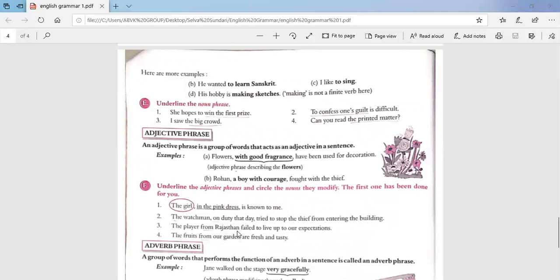The player from Rajasthan failed to live up to our expectations. So the player. What words are telling about the player? From Rajasthan. So this is an adjective phrase. The fruits from our garden are fresh and tasty. From our garden, these words tell about the fruits. So this is an adjective phrase.